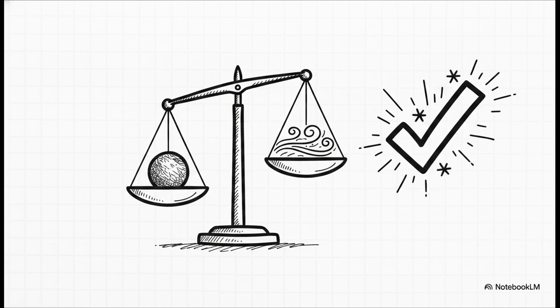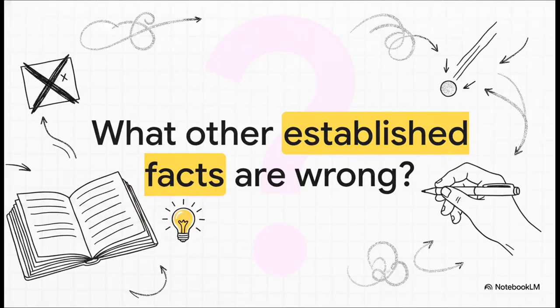Which leaves us with a pretty provocative thought, doesn't it? What other established facts are just sitting quietly in your textbooks right now, waiting for you to prove them wrong? The next time you're handed a printed formula, are you just going to blindly accept it as the absolute truth? Or are you going to grab a pen, trust your own logic, and actually solve the question for yourself?